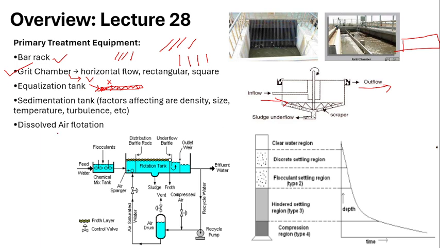So the next step is the dissolved air flotation. So this is also another method where we will be using the air for allowing the mixing of the wastewater with the organic matter content. So this is the diagram of sedimentation of the waste particles. So the sedimentation is affected by many factors like the density and size of the particle, temperature of the particular water, and the turbulence existing in the water. All these things mainly affect the sedimentation.